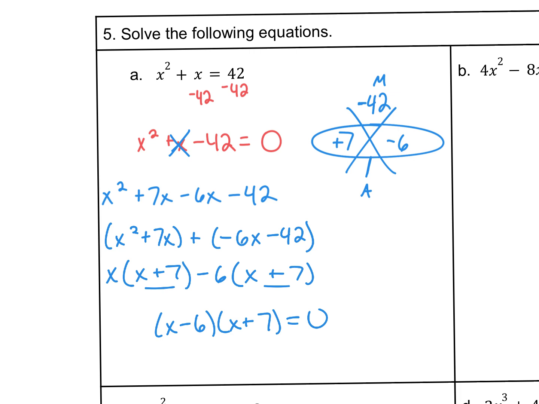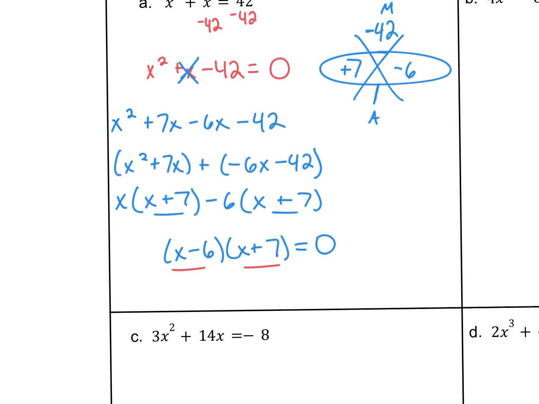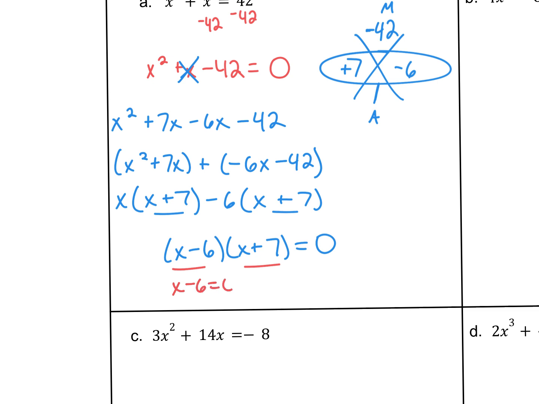But again, I'm solving, so I'm not quite done. I'm almost done. Just have to break these apart. Set them equal to 0, okay? X minus 6 is 0. X plus 7 is 0. Solve them. My answer should be 6 and negative 7.